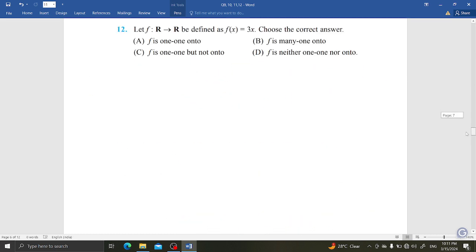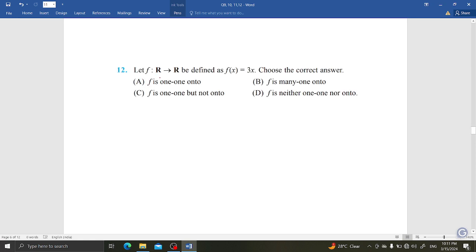I hope you understand this question. Now the next question is the function defined from R to R, f of x equal to 3x. It is very easy, that's your homework. For one-one, you can assume x1 and x2 are two elements with f of x1 equal to f of x2, then prove that x1 equals x2. For onto, you need to assume y belongs to the codomain set and f of x equals y, and find the value of x in terms of y.